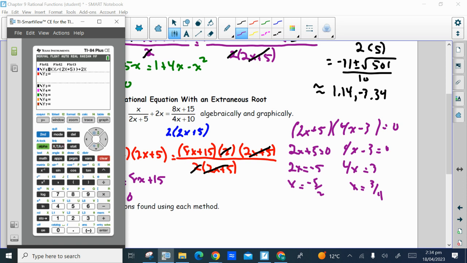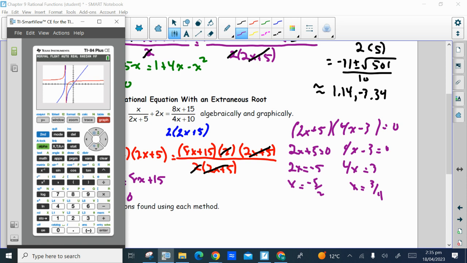The right side will be equation 2: 8x plus 15 on top, divided by 4x plus 10 on the bottom. So I use the original denominator, not the factored one. They have the same value, it's just easier to use the original, putting it in the calculator.